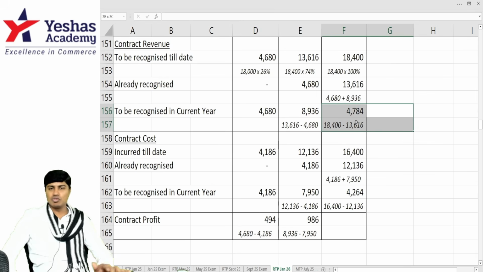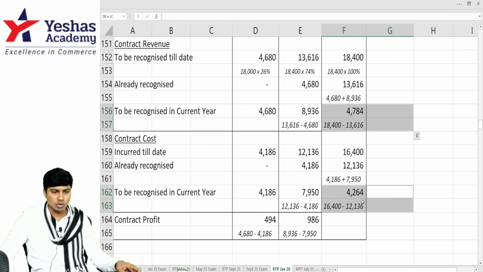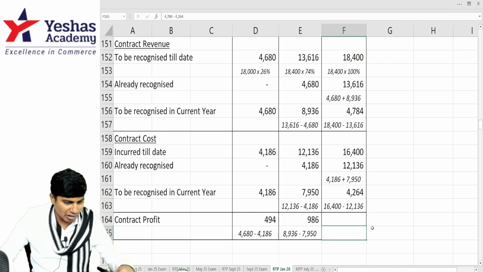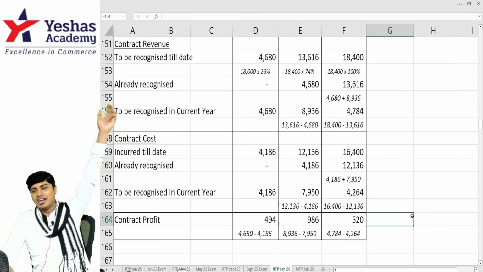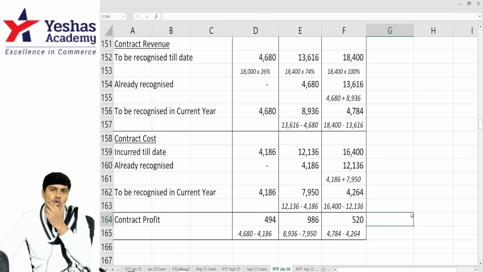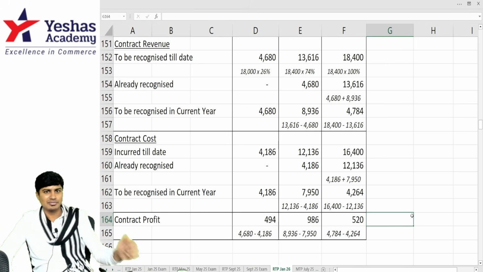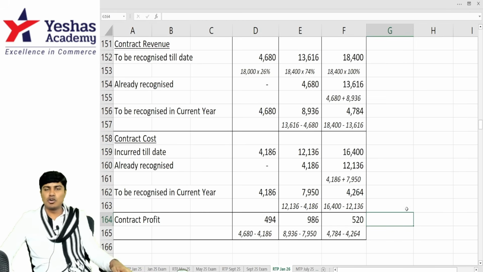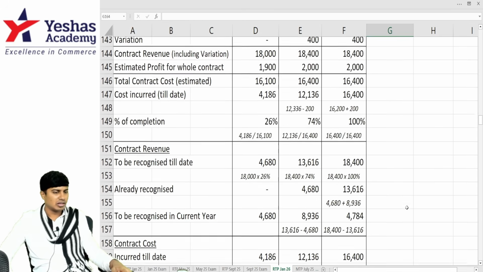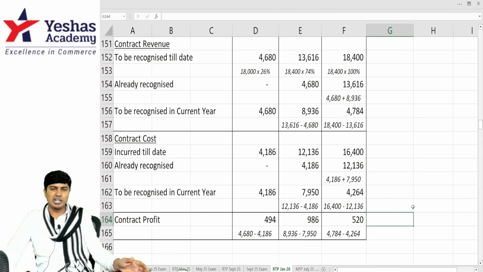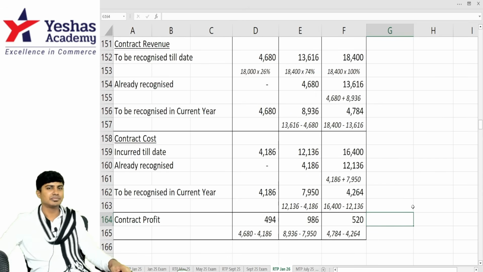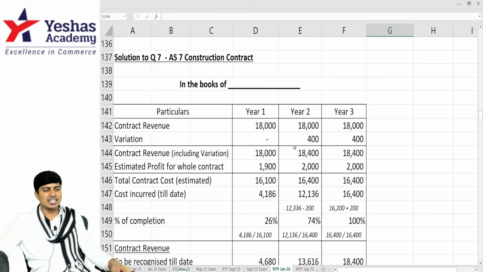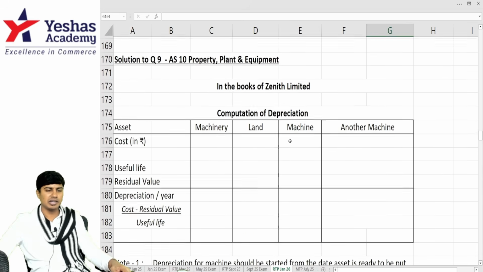Third year revenue 4,784. Third year expense 4,264. If you write 4,784 and deduct 4,264 from the same, you will get contract profit of 520 rupees. This is the answer. 494 first year profit, 986 second year profit, 520 third year profit. That's what they've asked. They've asked cost incurred, percentage completion, how much revenue to book, how much profit to book. Done. We're done with accounting standard 7 question number 7 from the material.